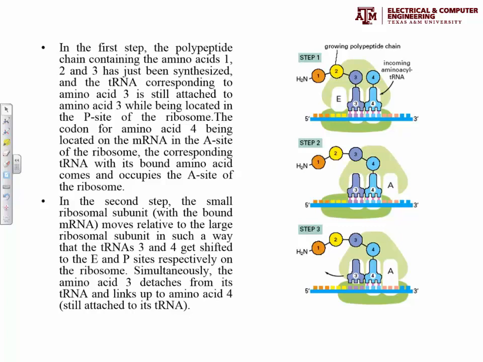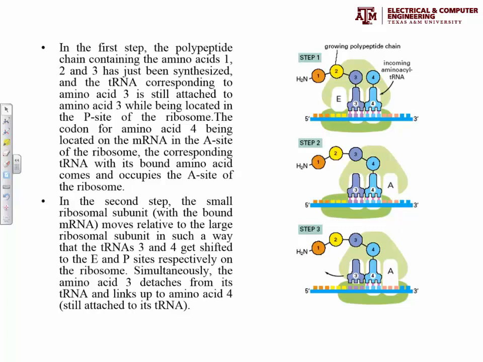So you're starting with the situation where 3 is bound to the P region, the anticodon in the P region. And then the next transfer RNA is going to come and bind here, where this anticodon is going to match whatever codon is in there. Okay, it's pairing with this.